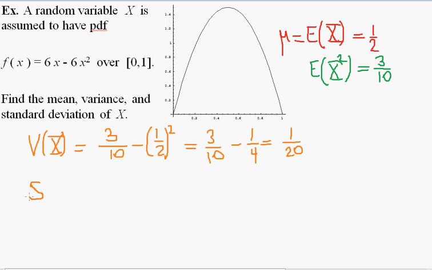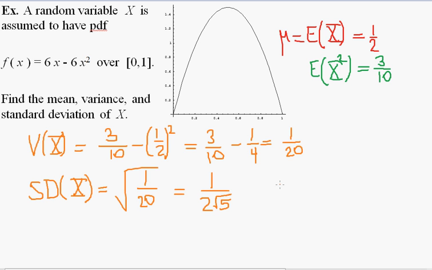I must have to do it again because the standard deviation of x will be the square root of the variance. So this will be the square root of the variance, 1/20, or 1/2 times the square root of 5. And this can be found on a calculator or else rationalize the denominator, but that is essentially the answer. 1/2 times the square root of 5 is the standard deviation of this random variable.